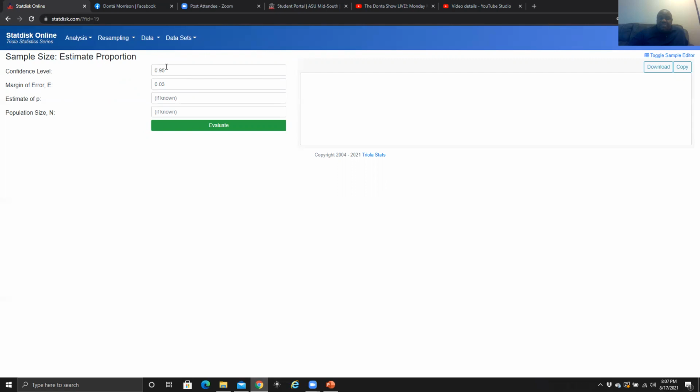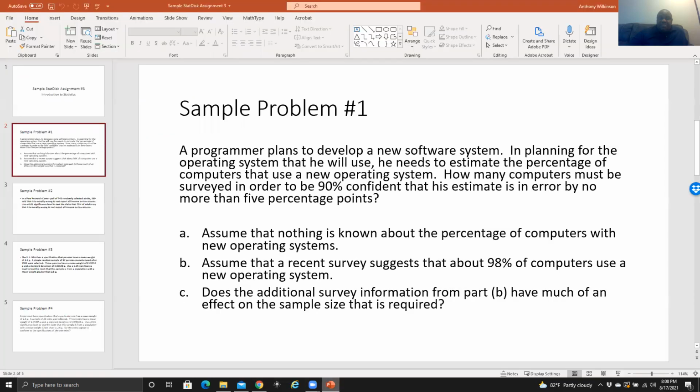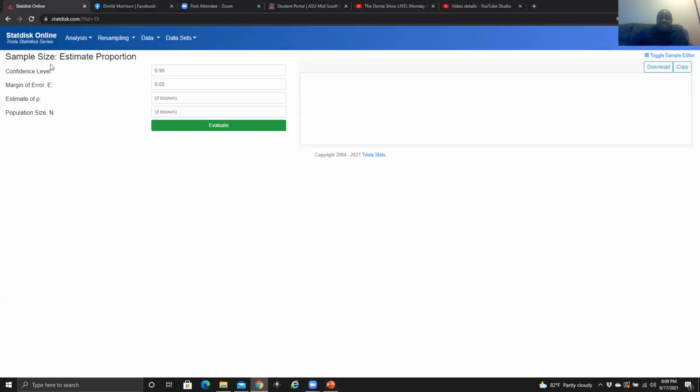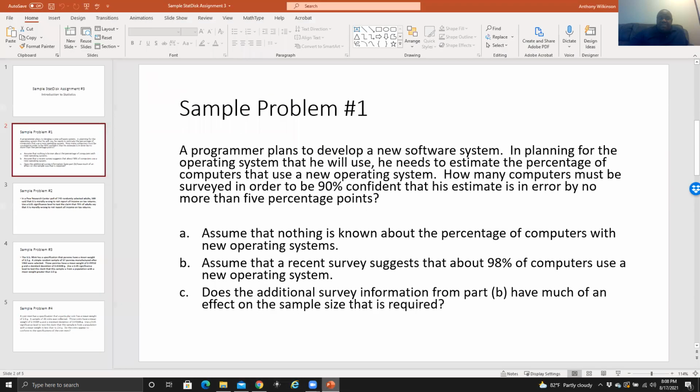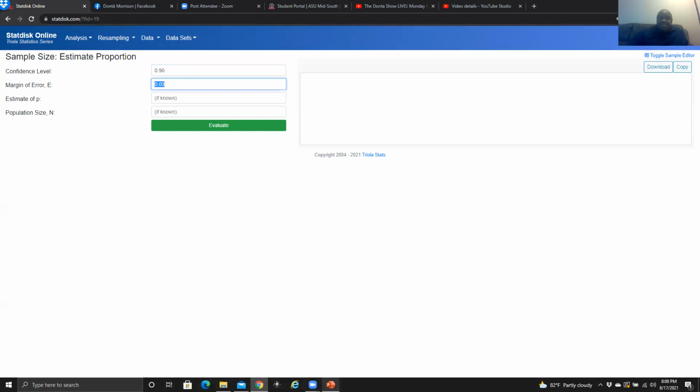All right, so the confidence level in that problem, we were told we wanted to be 90%. So if I go back here, let me double check. 90% confident. So we need to change this confidence level from 0.95 to 0.90. To convert 90% to a decimal, you take that 90%, divide by 100, drop the percent sign. That would give you 0.90. Tab down to the margin of error. We want to be no more than 5 percentage points. So if you go back, it says here no more than 5 percentage points in that problem. Well, 5% as a decimal would be 0.05. So we need to type in 0.05 for the margin of error.